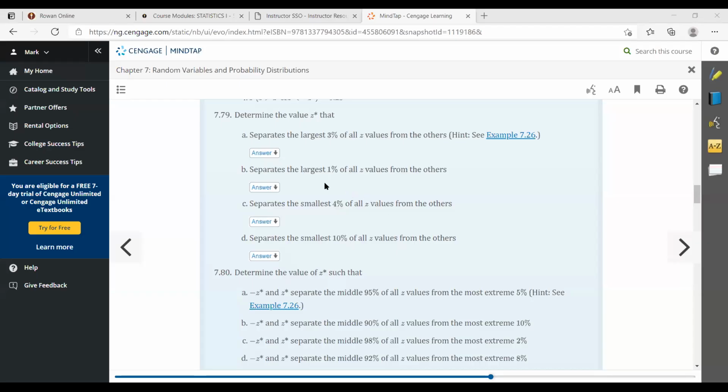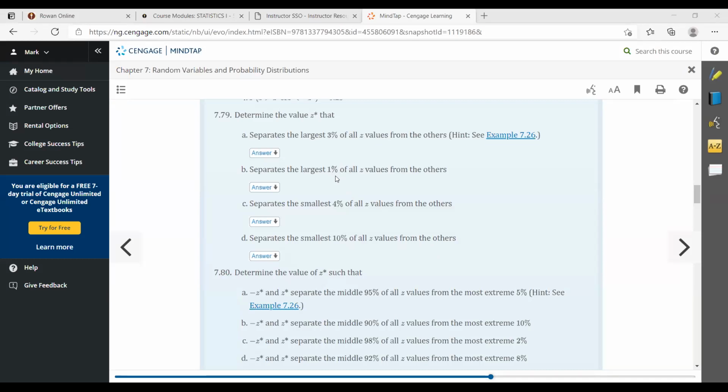All right, let's look at B. Separates the largest 1% of all z values from the others. Well, this is the same question as the previous one, except we're going to change the area to the right to 0.01. Now, I know a lot of students, when they do mental math here, might think 1% is 0.1. All right. So to avoid that arithmetic error, I would suggest to those who make those types of errors, to use 1 minus 0.01 as the area to the left.